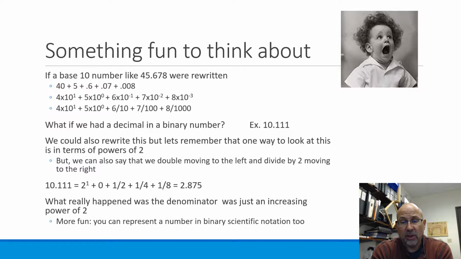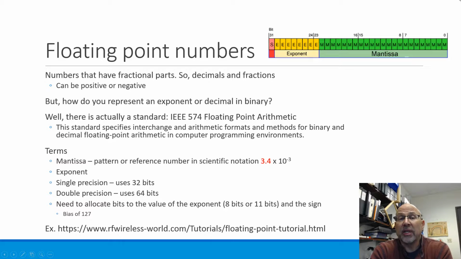So what really happened in the denominator of the numbers to the right of the decimal point was that we just had an increasing power of 2, which of course makes the number smaller and smaller and smaller. And we could actually represent all of this in scientific notation in the same way that we did above for a base 10 number. And this brings us to floating point numbers.